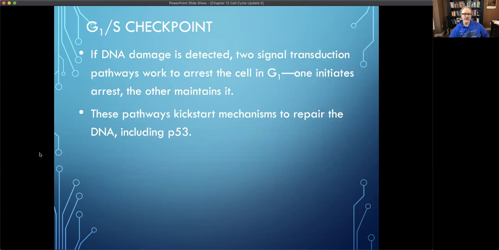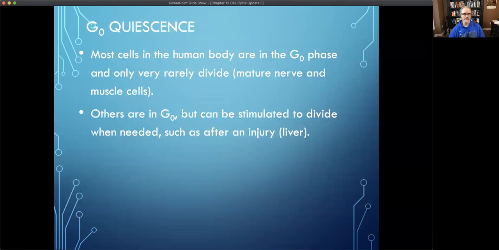Some of the repair mechanisms that we'll talk about in a later discussion involve p53, one of the guardians of the genome, which is involved in really making sure that we can repair that DNA, kickstarting a bunch of different mechanisms within the cell to fix the problem, and then ultimately, if not, kickstarting the pathway that leads to apoptosis and the destruction of the cell. So I mentioned a minute ago this idea of G0 or quiescence. What's happening here is these cells are not in a state of division. They're actively going through interphase. They're doing the things that they need to do.